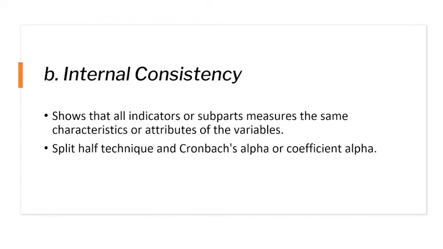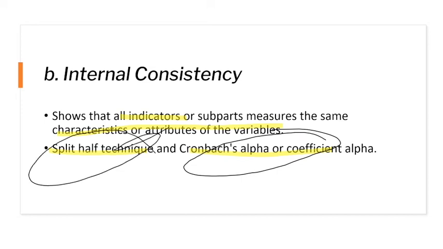Next, internal consistency. It shows that all indicators or subparts measure the same characteristics or attributes of the variable. You have the split half technique and then Cronbach alpha or coefficient alpha. We commonly use Cronbach alpha for a knowledge questionnaire. We use the split half technique for an attitude questionnaire.